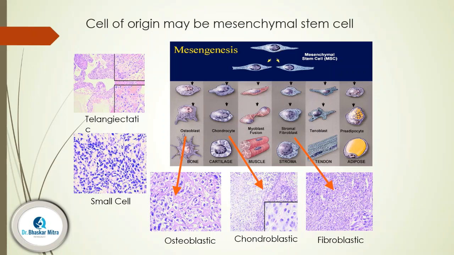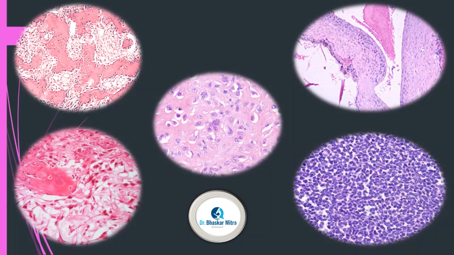Fibroblastic lesion, the stromal fibrous tissue forming lesions. There may be some telangiectatic lesions, that is very important. And apart from all these things, there may be the small cell lesions and the giant cell lesions. We will be discussing it soon. So as per category of the different histogenesis, we can divide the bones into the following groups.